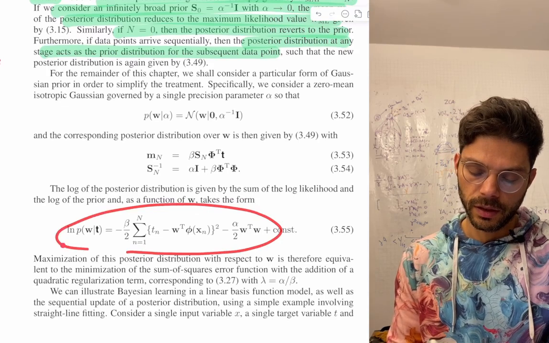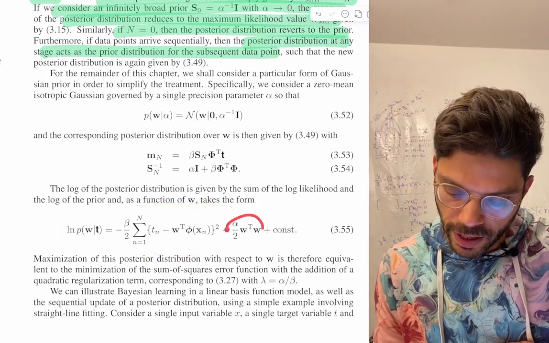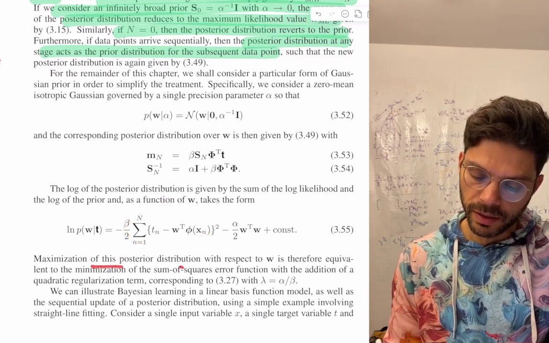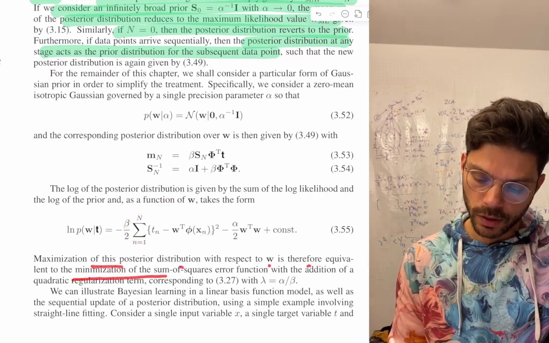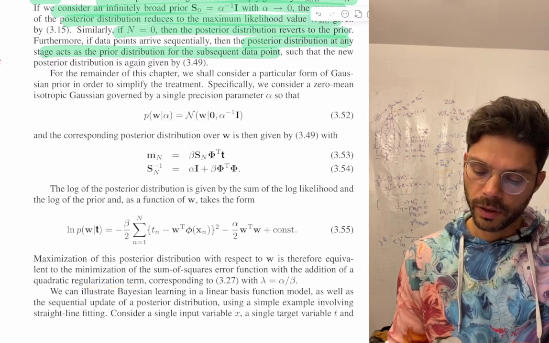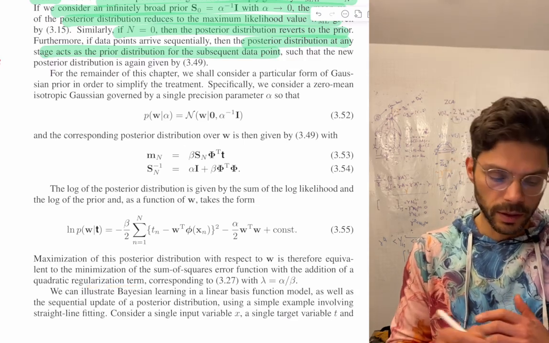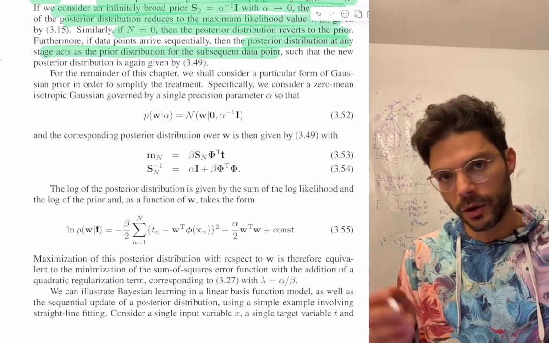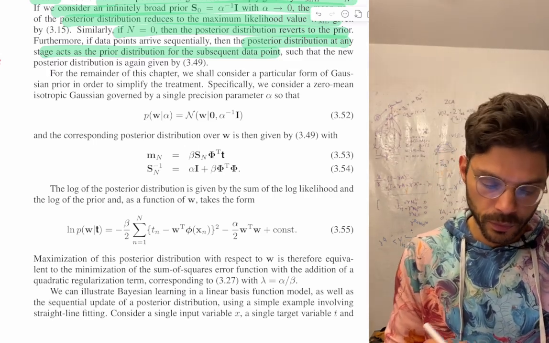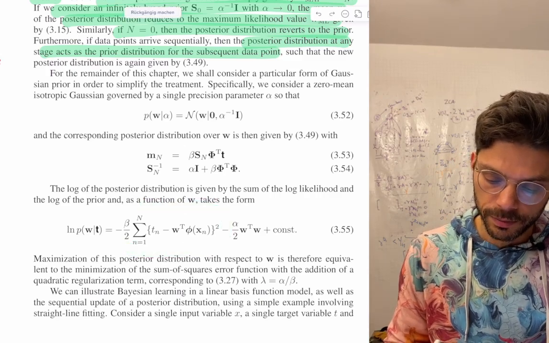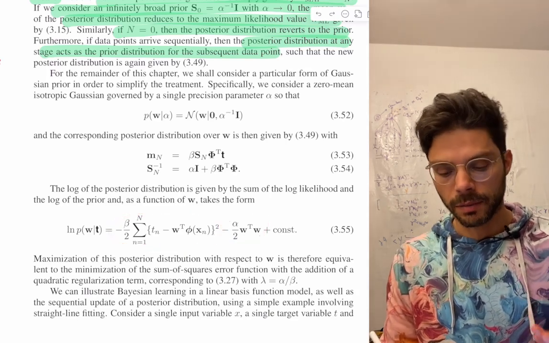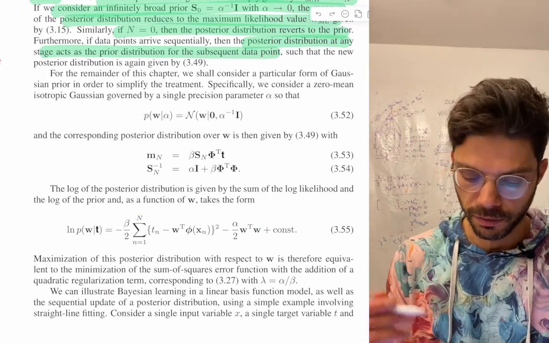Okay, so look at what we've got. We've got the prior coming in, and we've got the likelihood terms. Maximization of this posterior with respect to w is therefore equivalent to the minimization of the sum of squares error function with the addition of a quadratic regularization term, corresponding to this with lambda equals alpha over beta. This is probably quite clear to you. It's an important point, but one that we've encountered a few times: when we're minimizing these energy terms and regularizing, it actually has a probabilistic meaning. And that's one of the really cool things about it. We've discussed this a few times, but it's good to see it again.